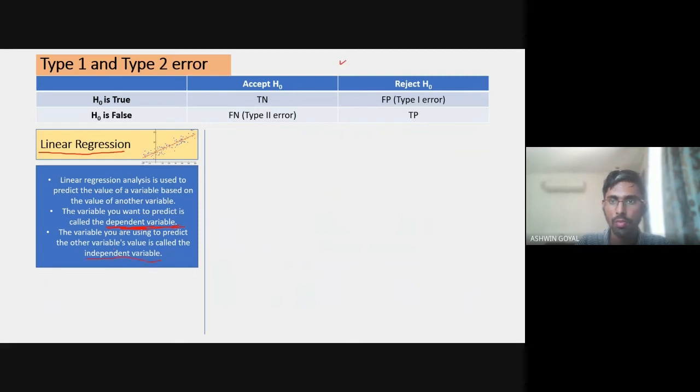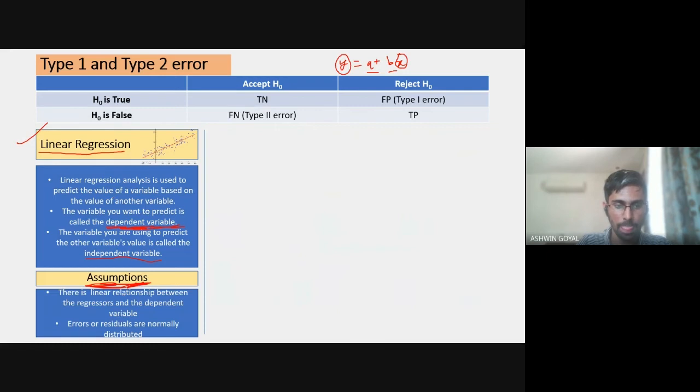So let's say y is equal to a plus bx. We are trying to predict y using parameters a and b, and x is the independent variable. That is linear regression. There are some assumptions. Again, this forms an important interview question which I have been asked in one of my interviews as well. What are the assumptions behind using linear regression? The first one is that there is a linear relationship between x and y. This is the assumption. y is the dependent variable, x is the independent variable or the regressor.